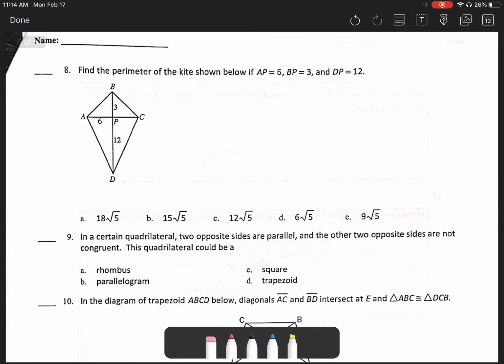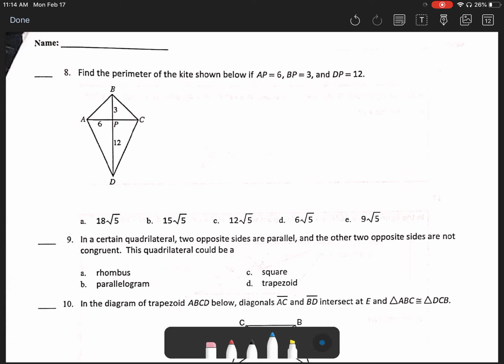Number 8, find the perimeter of the kite. Okay, so what do I know about kites? I know that one diagonal bisects the other diagonal. I also know that the diagonals are perpendicular to each other.